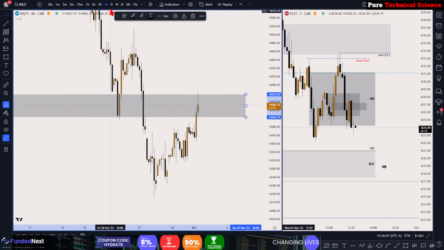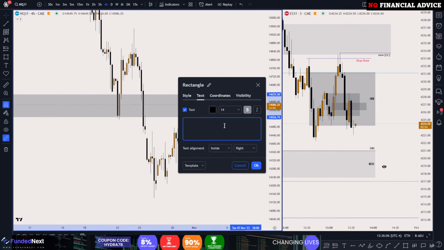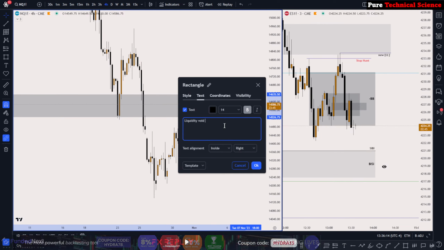So we have this level, this daily liquidity void, and price is trading inside it. Let's mark it. Liquidity void. And this is from a daily chart.